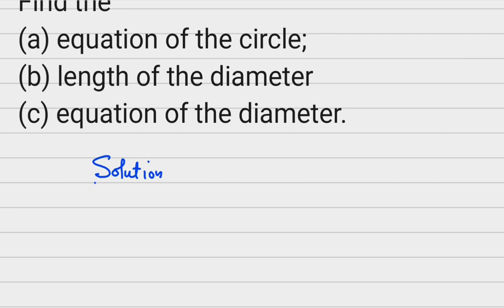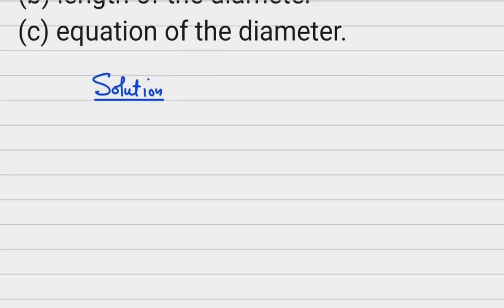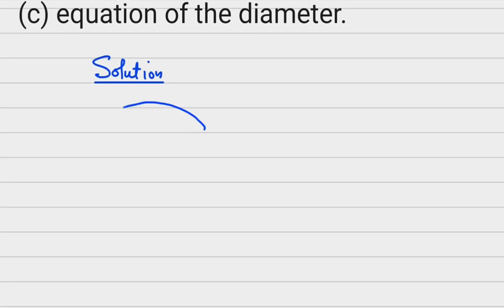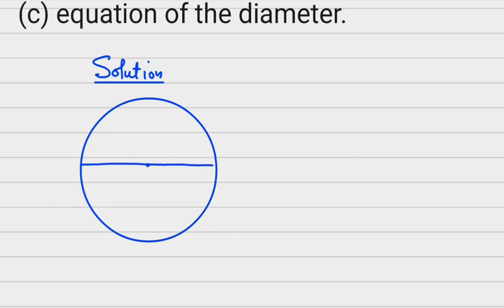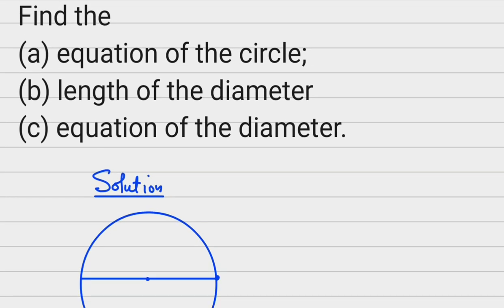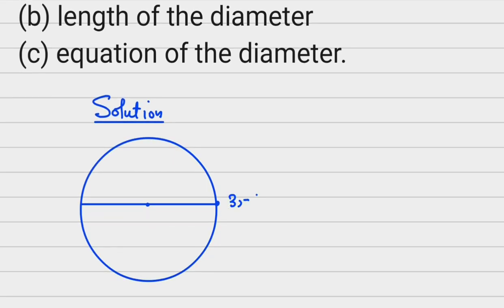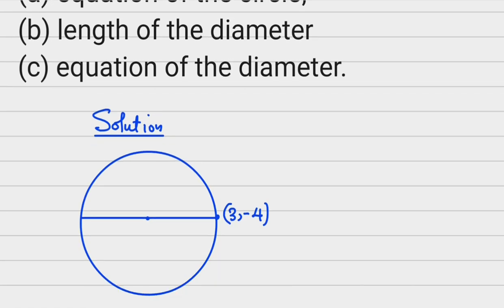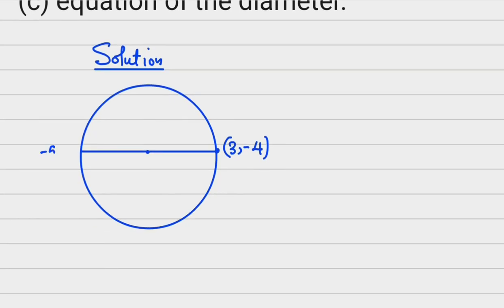Now, I am going to draw a circle, then just have a kind of representation that will help us to understand the question very well. Okay. Now, this is the circle. Let's say this is the center of the circle. So we have a diameter that is passing through. I'm just representing this. I'm not drawing this to scale or anything. Now, let's say this point is 3 comma minus 4. So we have 3 comma minus 4 here because we are told the coordinates of the ends of the diameter. So we have minus 5 comma 3. This is what we have.